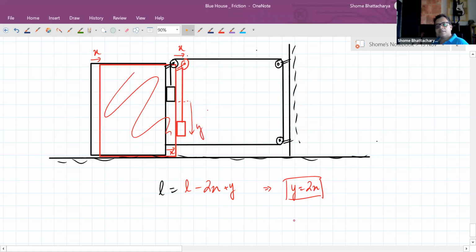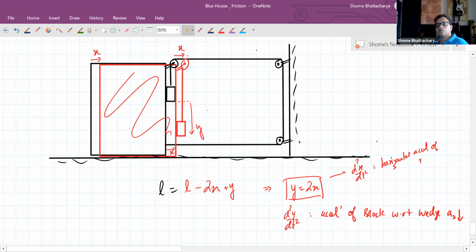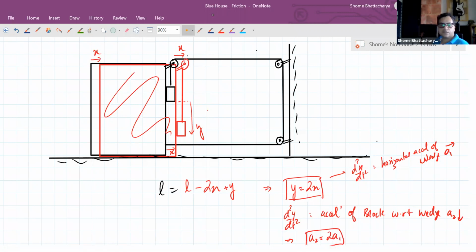Now the second derivative of y with respect to time is nothing but the acceleration of the block with respect to the wedge, a2 in the downward direction. And the second derivative of x is nothing but the horizontal acceleration of the wedge, a1, like this. So on double differentiation of this, we just have that a2 is equal to twice of a1. Is it clear to everyone now? Yes, Smith, this is clear, beta?